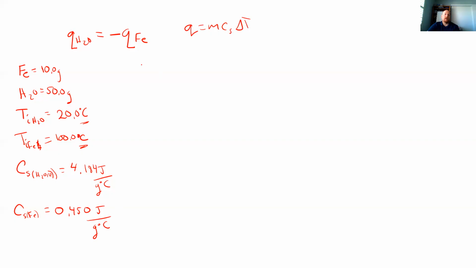So we can say our mass of the water times the specific heat of the water times delta T. I'm actually going to write this in here as an equation. So our delta T is going to be T final, and I'm not going to specify for the water here, because remember, T final for the water and iron are the same. That minus T initial for the water.